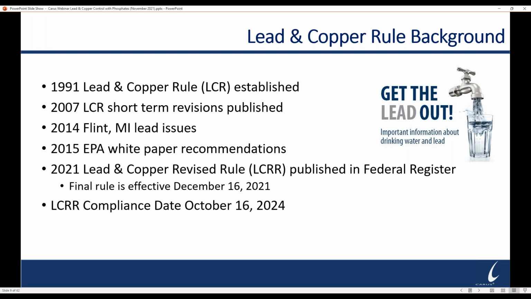Now, there's been some date changes on the proposed Lead and Copper Revised Rule. Right now, the rule is scheduled to go into effect on December 16th of 2021. And the compliance date has been moved back from the beginning of 2024 to October 16th of 2024. Now, twice this year, this regulation has shifted dates. So it is still possible that they could make another shift in both the effective date and the compliance date. But right now, this is where the final rule stands for the revised rule.